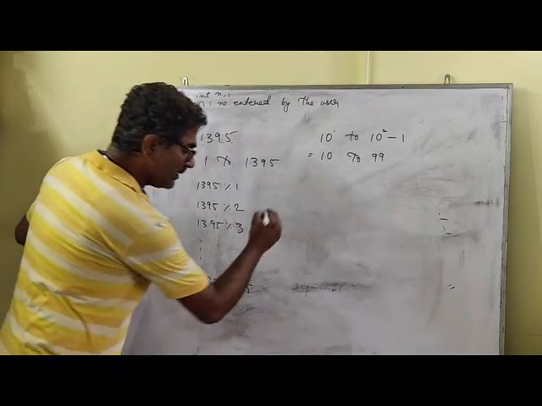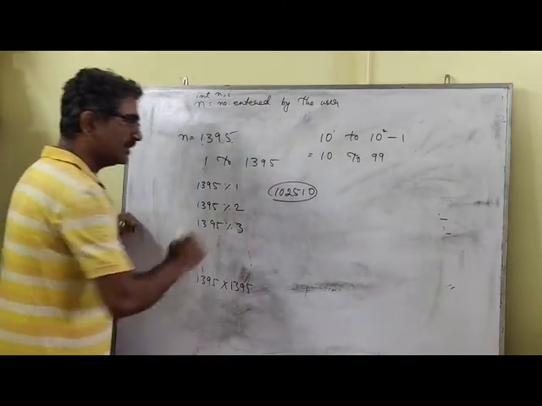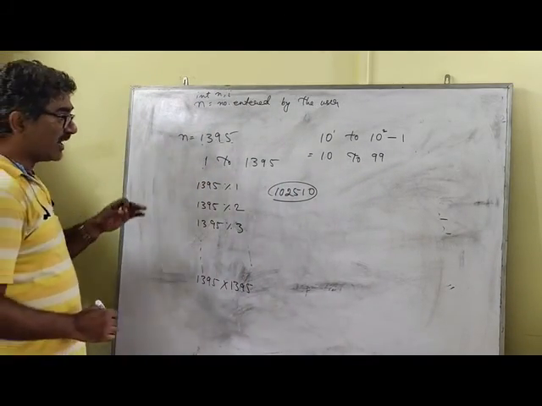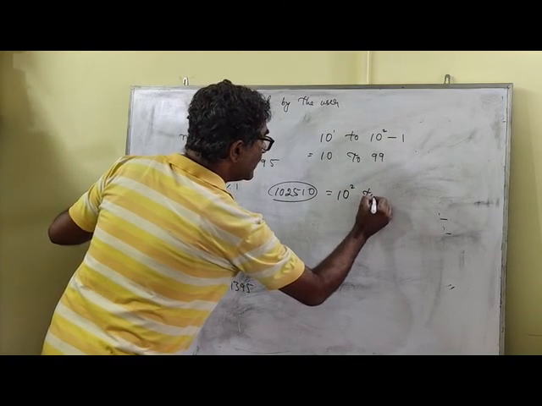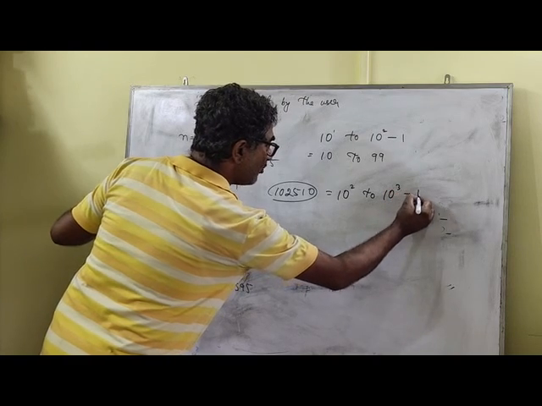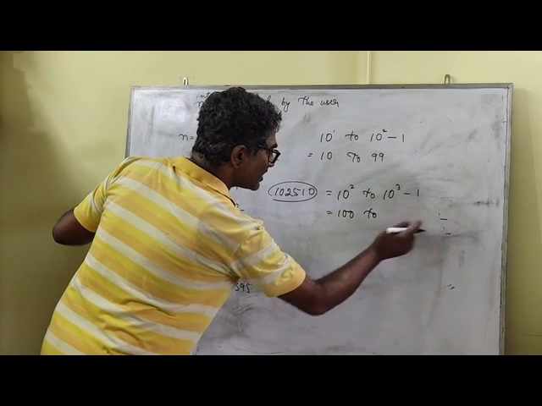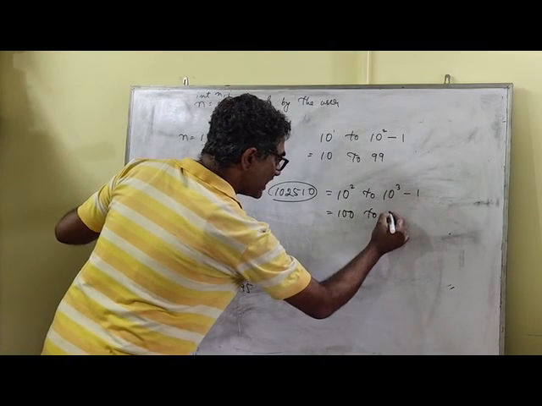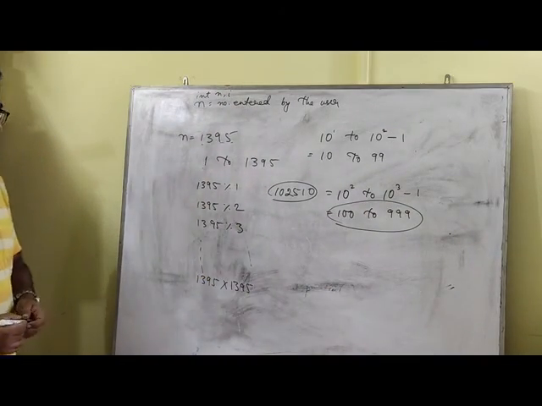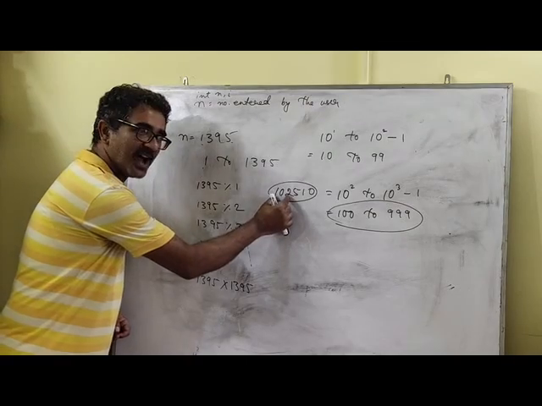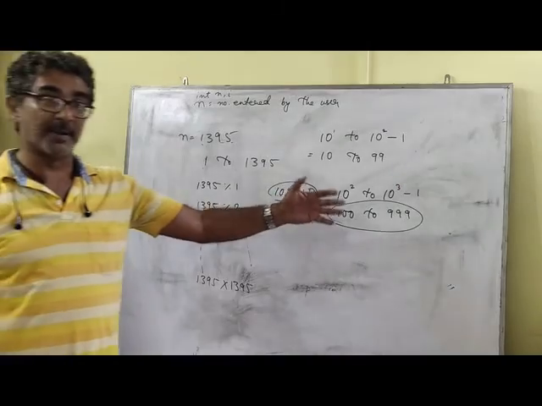Similarly, if the number is 102510, how many digits are there? There are 6 digits over there. Now we can tell that the factor will be from 10 to the power 2 to 10 to the power 3 minus 1. 10 to the power 2 is 100, and 10 to the power 3 is 1000, minus 1, that is 999. It will give you all possible 3-digit numbers. Why 3-digit numbers? Because there are 6 digits over here, and half of 6 is 3. That is why we are going to apply this technique.